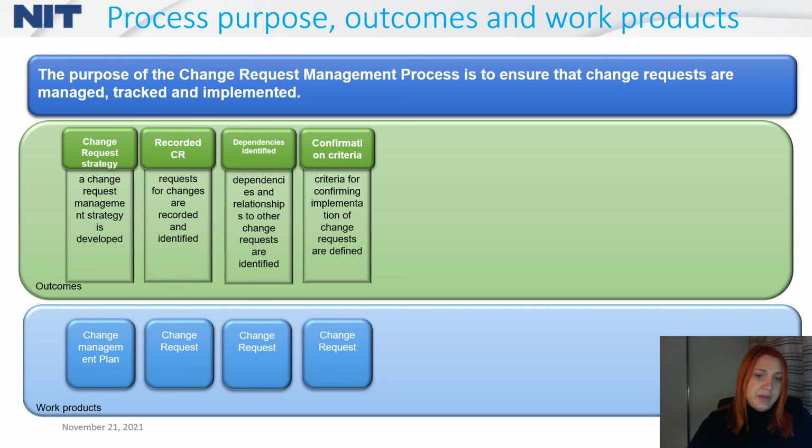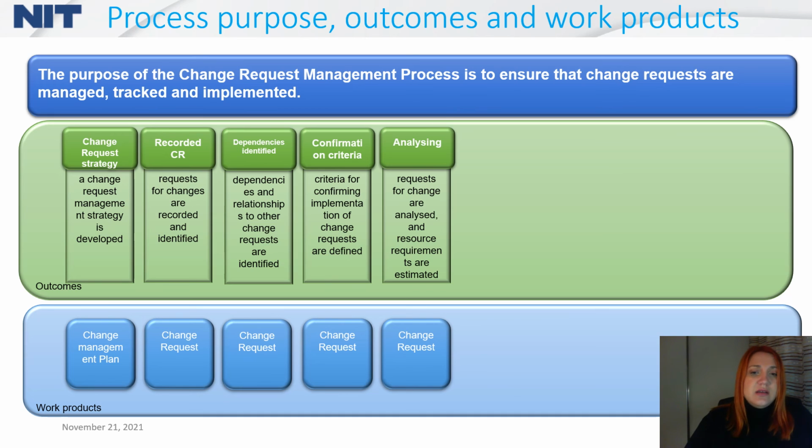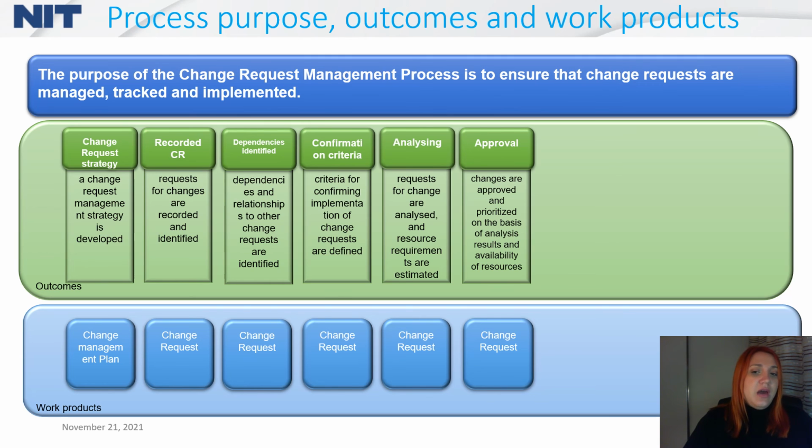Then you need to have the confirmation criteria. You need to have the acceptance that this is really a change request, because not all the changes coming from the customer or any other side are really change requests. You need to have criteria for detecting such a thing. The next step is how we are analyzing and checking whether we have the required resources, and how we are estimating the change request. Then we need to have the approval and the prioritization of the change request.